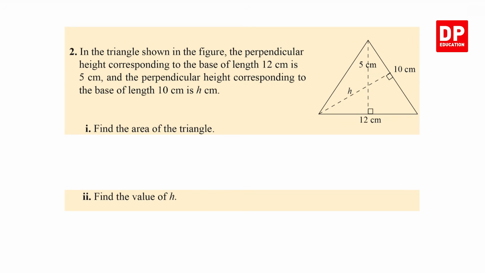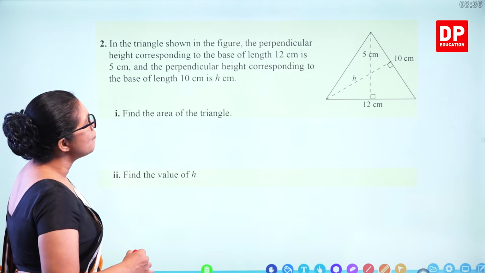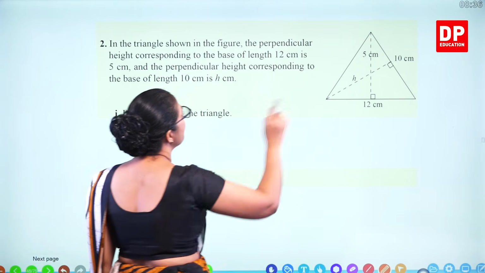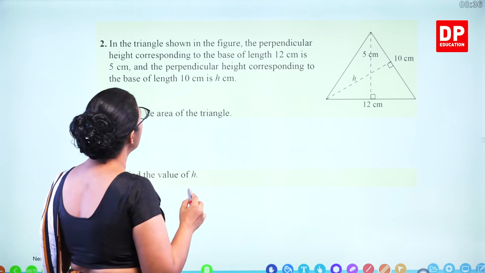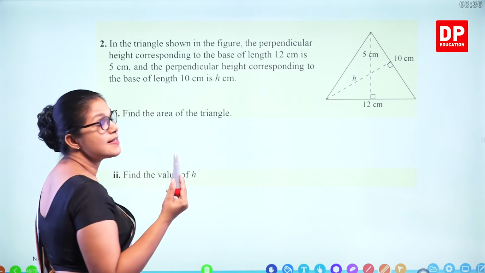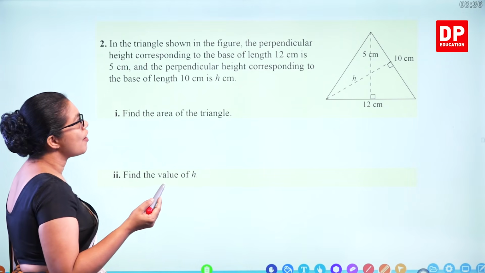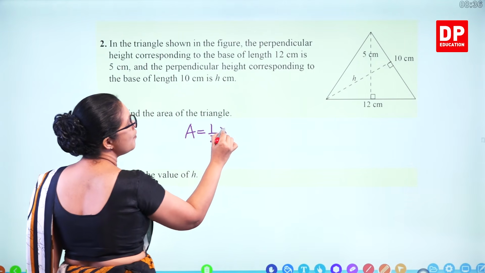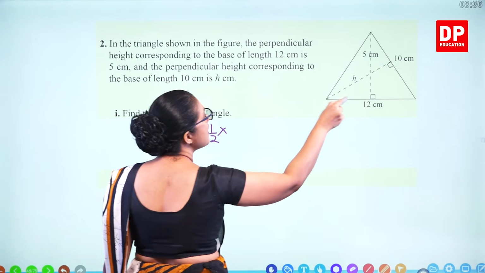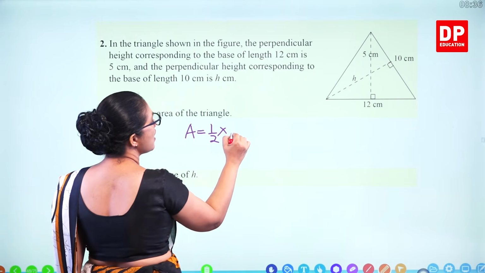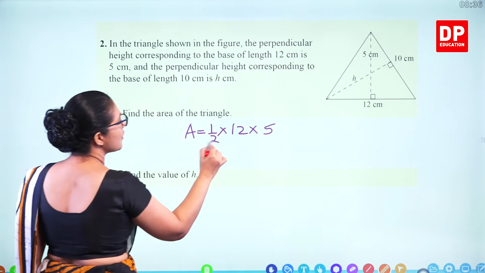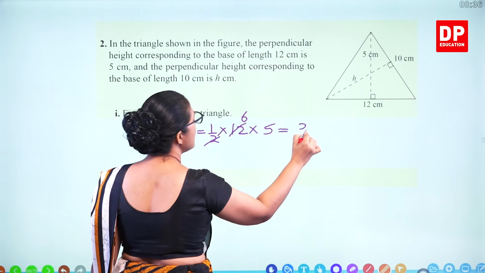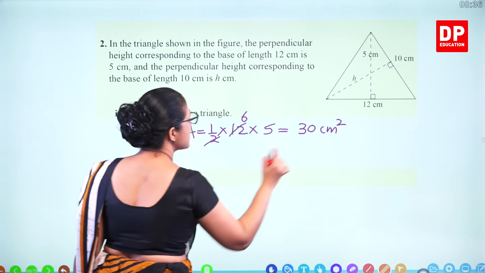Question number 2. In the triangle shown in the figure, the perpendicular height corresponding to the base of length 12 is 5 centimeters. It's given. And the perpendicular height corresponding to the base of 10 centimeter is h. Find the area of the triangle. So area of the triangle is half. We know both base length and the perpendicular height. We can use that. 12 into 5. 2 times 6, 6 times 5, 30 square centimeters.